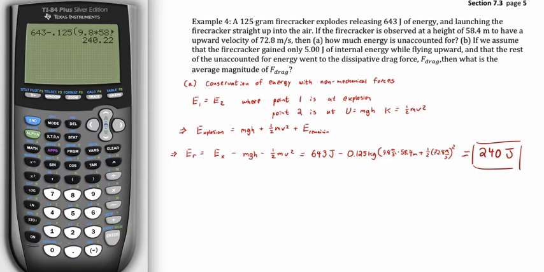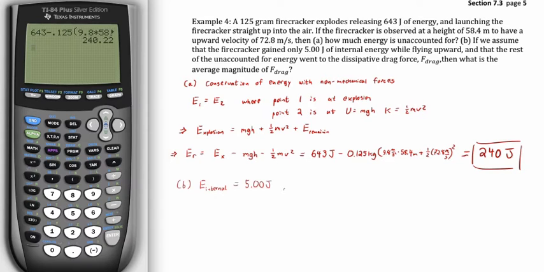Okay, and part B, we're given some more information about where that energy went, and we just have to fill in the blanks. So we're told that if we assume the firecracker gained a certain amount of internal energy, I'm going to have E internal, and it's going to be 5 joules. All right, and then we're also told that there is the drag force. And all the rest of the unaccounted for energy went to the dissipative drag force.